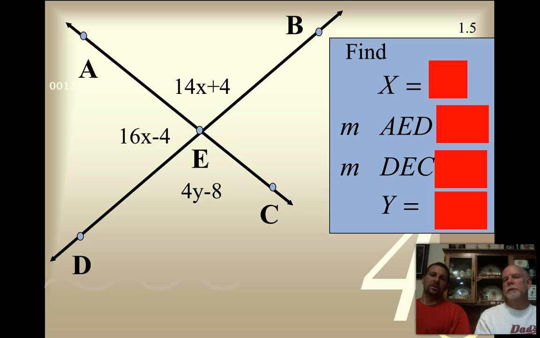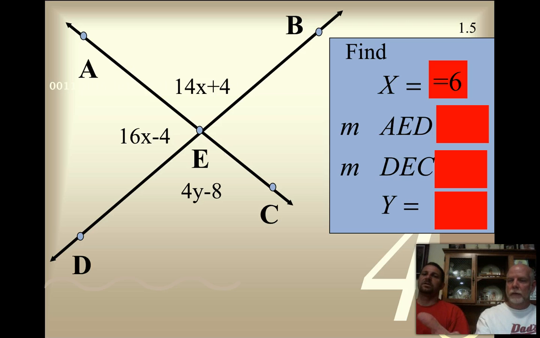So 14x plus 16x is 30x. The 4's actually cancel each other. So we have 30x equals 180. Divide both sides by 30, and we get x is equal to 6. 30 goes into 180 six times.